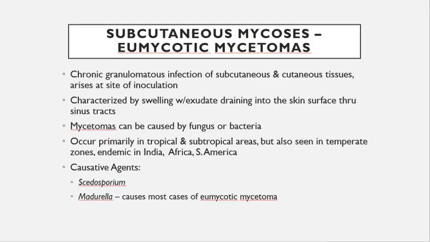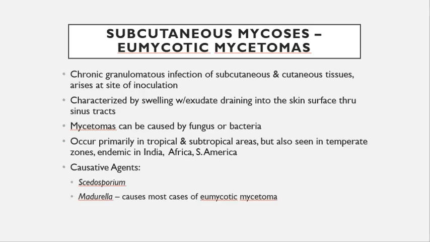Next up is eumycotic mycetomas. These are chronic granulomatous infections of subcutaneous and cutaneous tissues, and they arise at the site of inoculation. So wherever the skin is pricked or punctured is where the infection happens. It's characterized by swelling with exudate draining to the skin surface through sinus tracts.